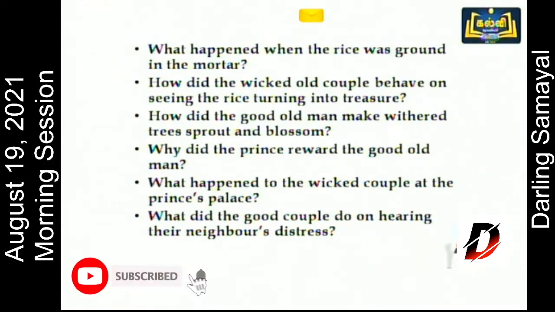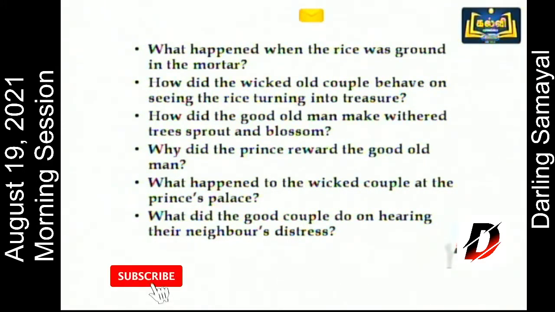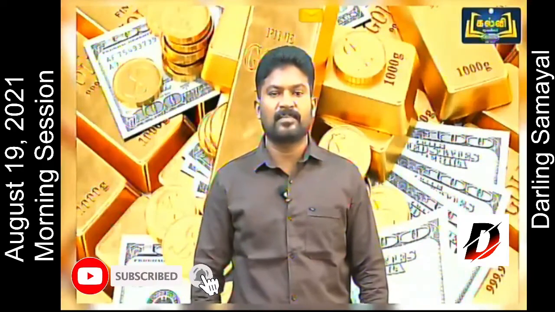What happened to the wicked couple at the prince's palace? He gave a good reward for his deed. What did the good couple do on hearing their neighbor's distress? They came voluntarily and gave their share of what they earned, and it mended the wicked old couple to become good.